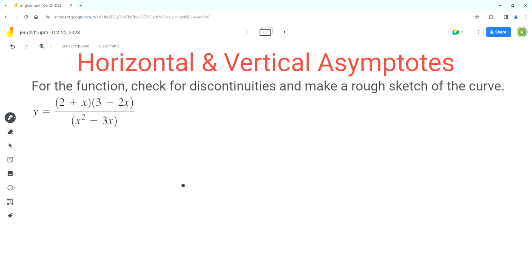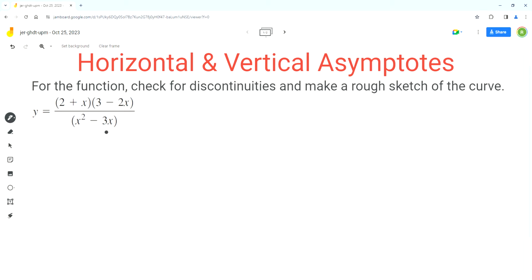So in this video, we'll solve this problem using the concepts of derivatives. As per the problem, for the function, check for discontinuities and make a rough sketch of the curve. Now the given function is y equals (2 plus x)(3 minus 2x) over (x squared minus 3x).